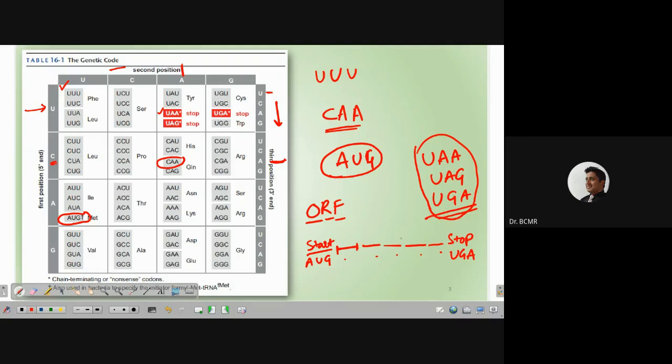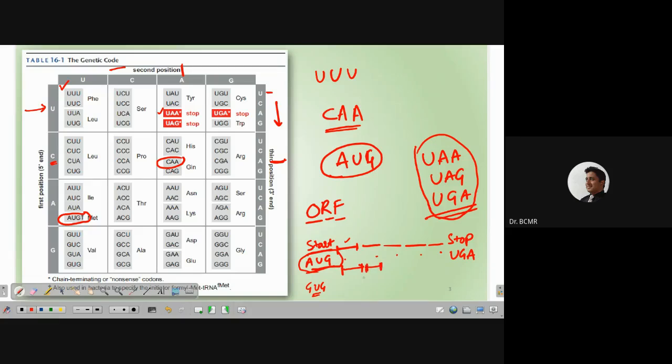As I said, biology is a science of exceptions. In some cases, in different organisms, there might be a little difference. In some cases, GUG is also counted as a start codon. But predominantly in prokaryotes as well as in eukaryotes, AUG is the start codon. And I said the codons should be read continuously without any spaces.